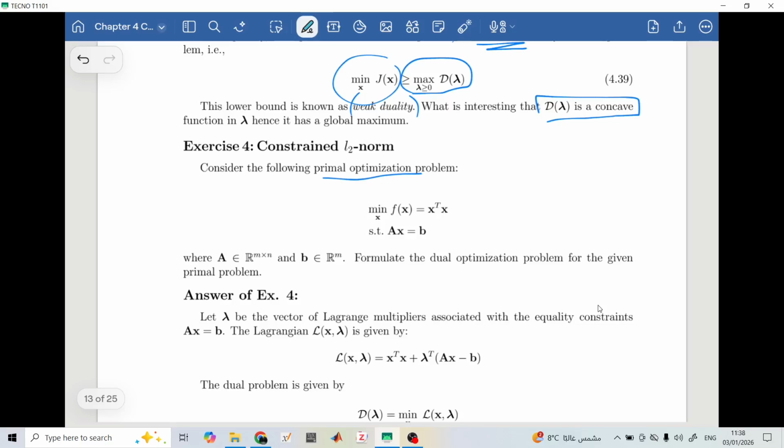As an exercise, let's take the primal optimization problem. We need to minimize the norm of x such that Ax equals b. So this is an equality constrained optimization problem, right? We want to find the dual problem of this primal problem.